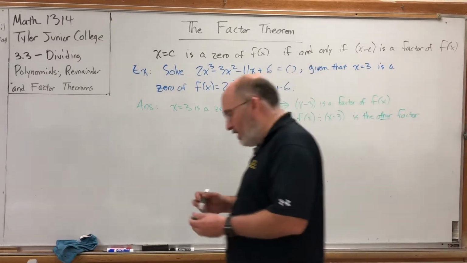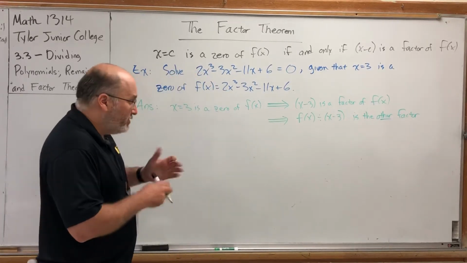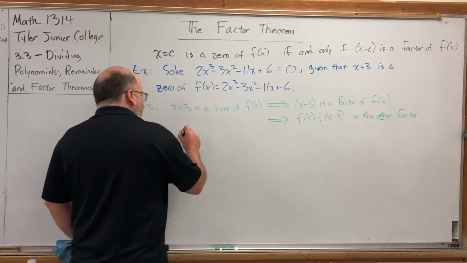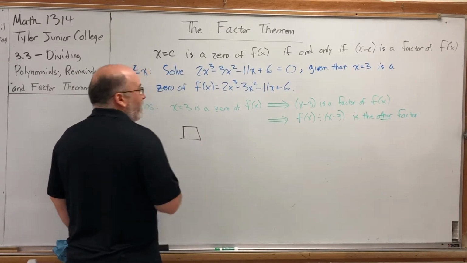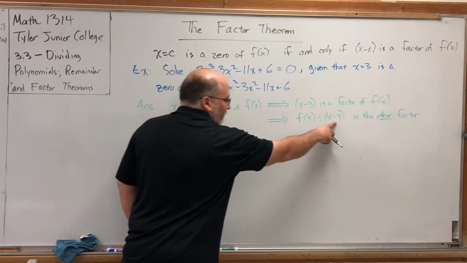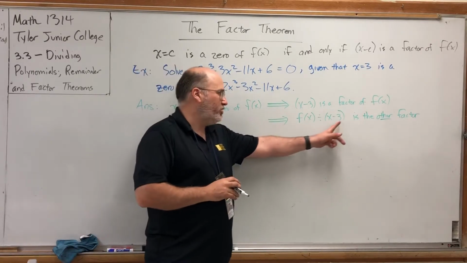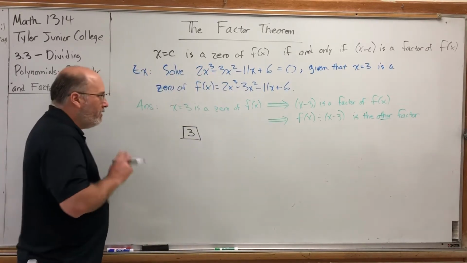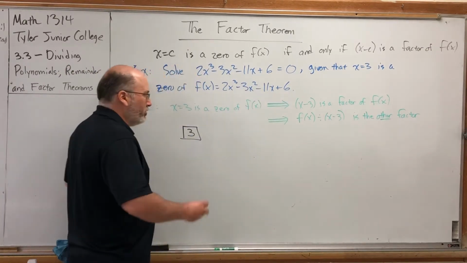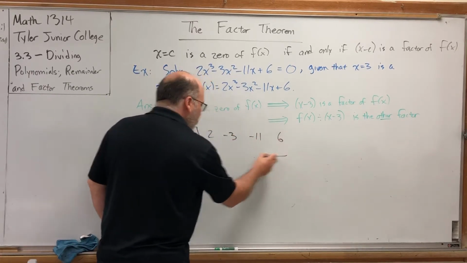So let's do a synthetic division problem. And we better get a remainder of 0 since it's a factor. So let's divide the function by x minus 3. If we divide it by x minus 3, what number would we put in the box? 3. Remember, change the sign of the divisor's constant when you set up the box number. The top row would be the coefficients of the dividend, which are the coefficients of the function. So 2, negative 3, negative 11, and 6.